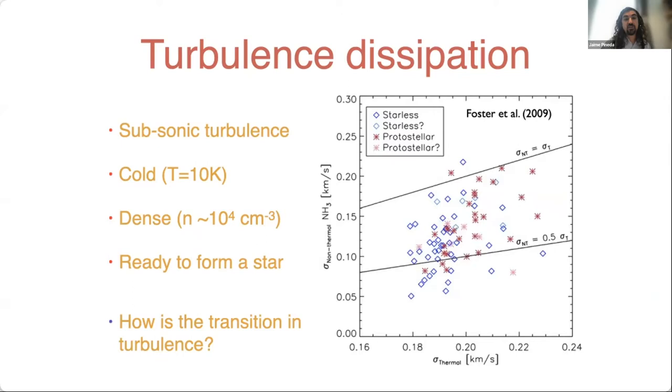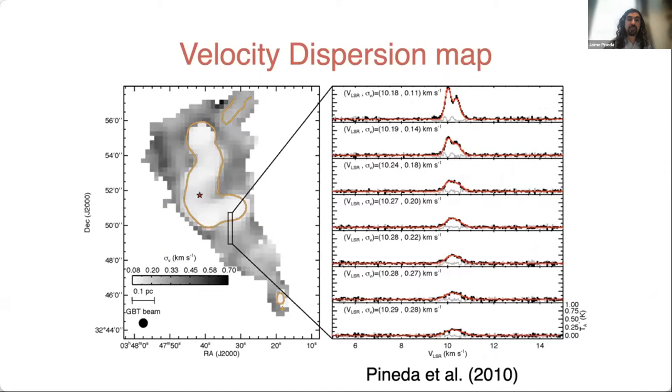For this, we started to do some of the early works on some of the very first large maps of ammonia. This is the map that we did with the GBT with a single pixel. We were able to do a map of ammonia for this core B5, a large region. Here we show the velocity dispersion map. I'll just highlight that at the center, the white colors show very low levels of turbulence. Once you get to the gray section, the level of turbulence is much larger, almost a factor of 2 or 3 larger. You can see that the transition between the light white and the gray is very sharp.